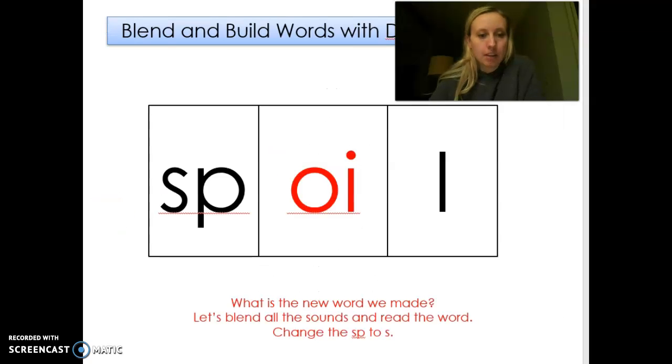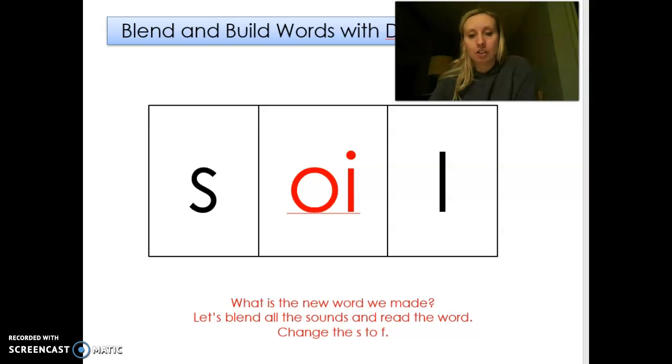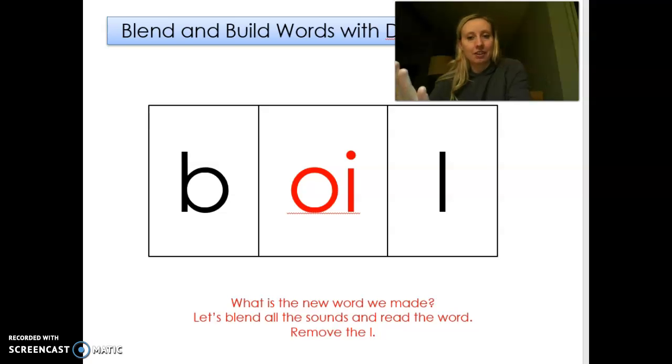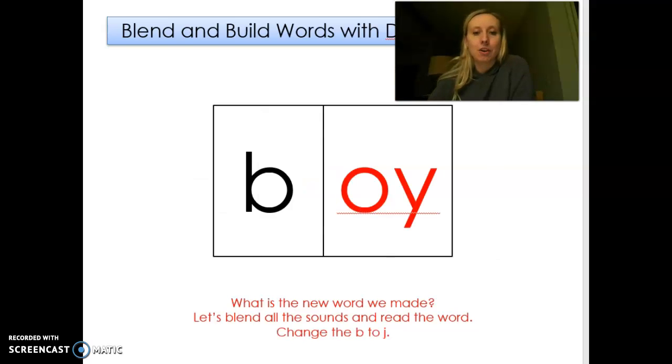Okay, so this time we're going to say a word and then I'll tell you a different sound, or we'll take away a sound and it'll make a new word. Okay, so the first word is spoil. Change the sp to s. Soil. Change the s to f. Foil. Change the f to b. Boil. Get rid of the l. Cover up that l. It's boy.